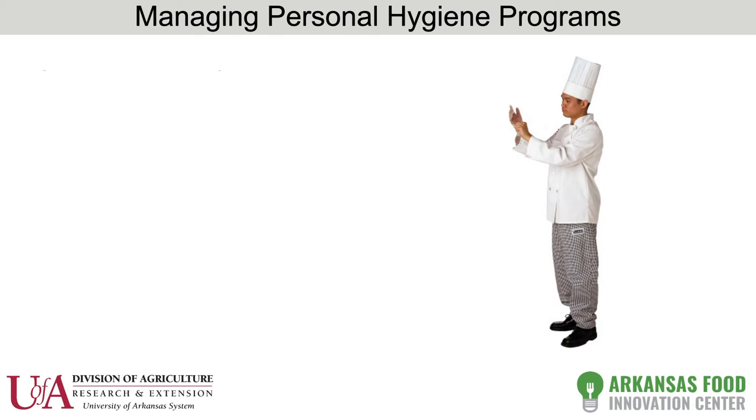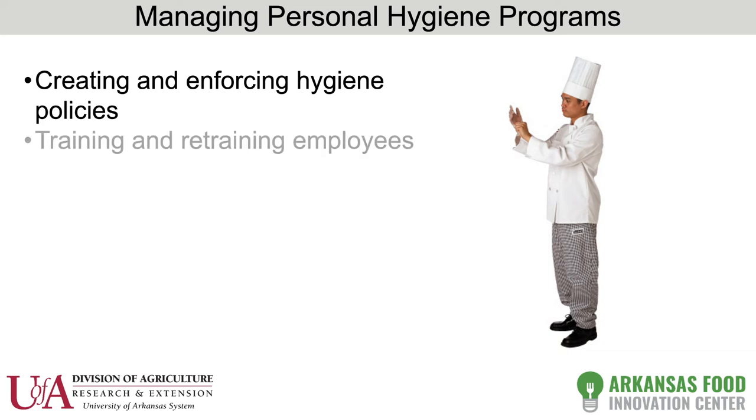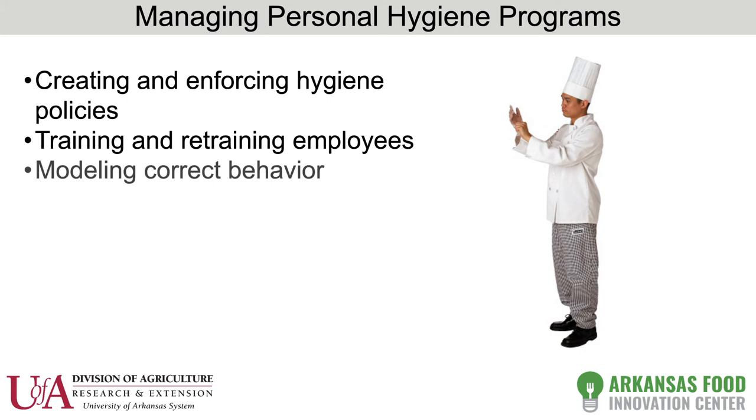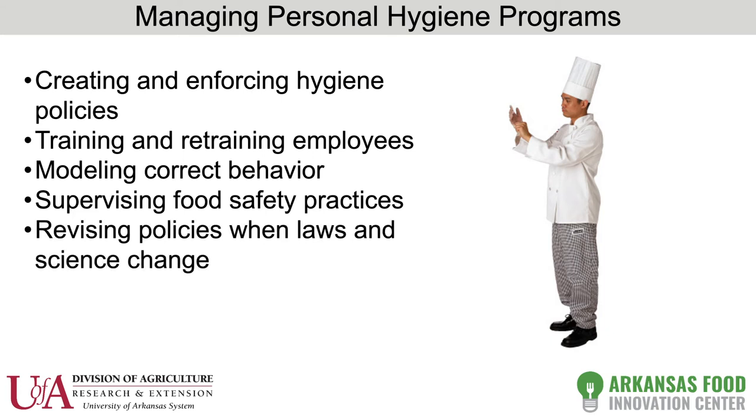Employees processing food when sick, unhygienic food handlers, personal food, beverages, or other personal items in the food preparation area, lack of hair restraints, and wearing of soiled clothing are all problems when it comes to food safety. It is therefore critical for employers to develop programs for managing personal hygiene. This should include creating and enforcing hygiene policies, training and retraining employees in best practices for personal hygiene, ensuring that leadership models the correct behavior, supervising food safety practices, and revising policies when laws or science change.